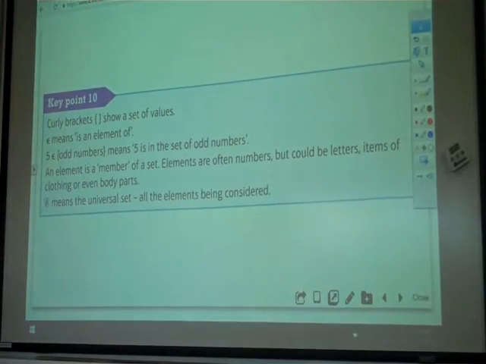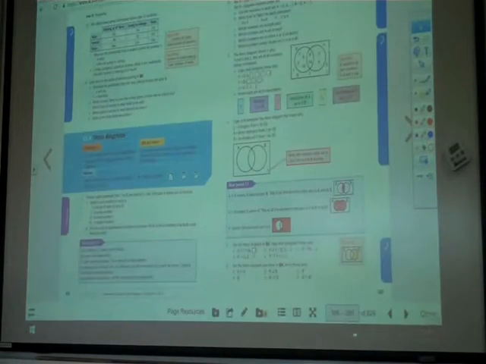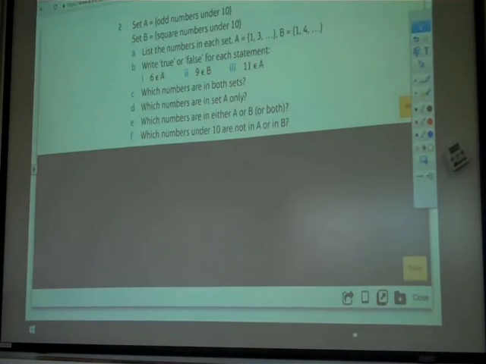Lovely. So let's just talk through these questions here. If set A are all of the odd numbers under 10 and set B are all of the square numbers under 10, tell me the numbers that would be in set A. 1, 3, 5, 7 and 9, because they are all the odd numbers that are less than 10. What about in set B?